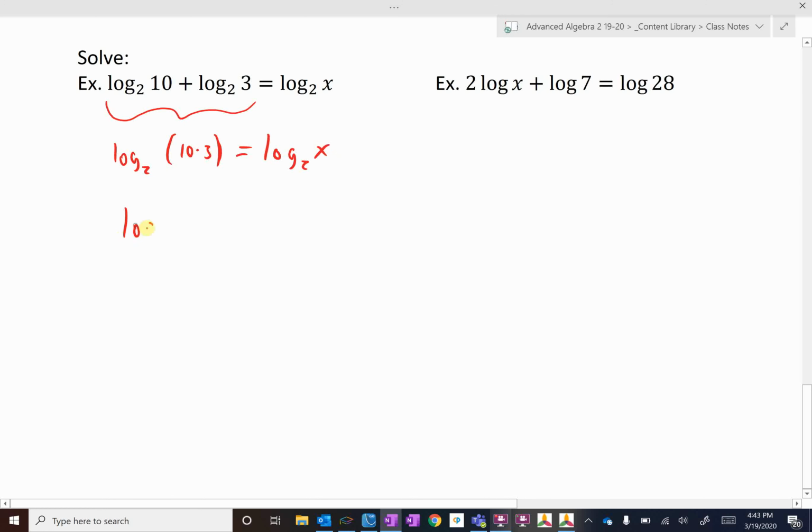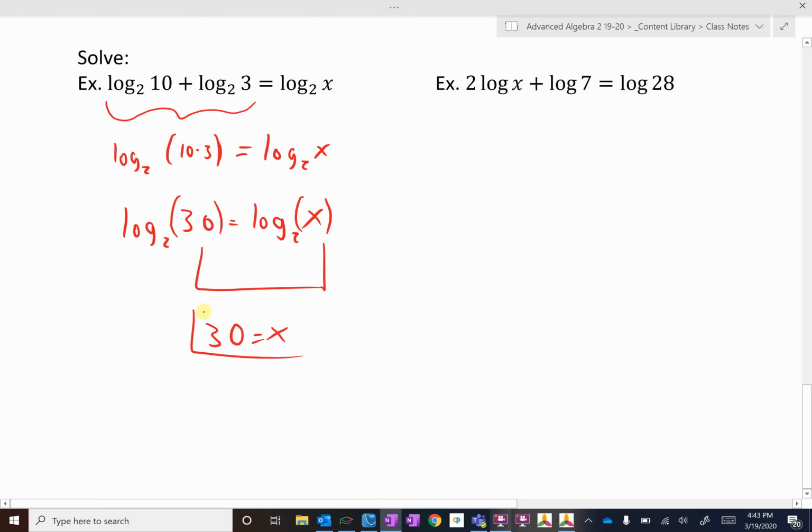Well, 10 times 3 is 30, so that would give us log base 2 of 30 equals log base 2 of x. And hopefully it's intuitively obvious that if we have two logs with the same base set equal to each other, then their powers would have to be equal to each other. And we can simply say 30 is equal to x. And there it is. So that's a really simple logarithmic equation where we have a variable inside the log.